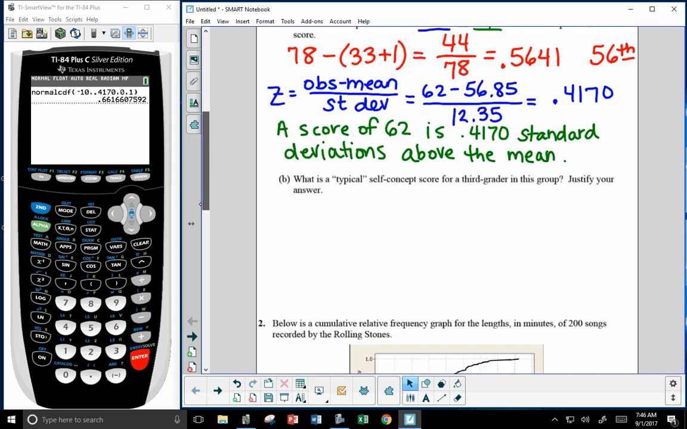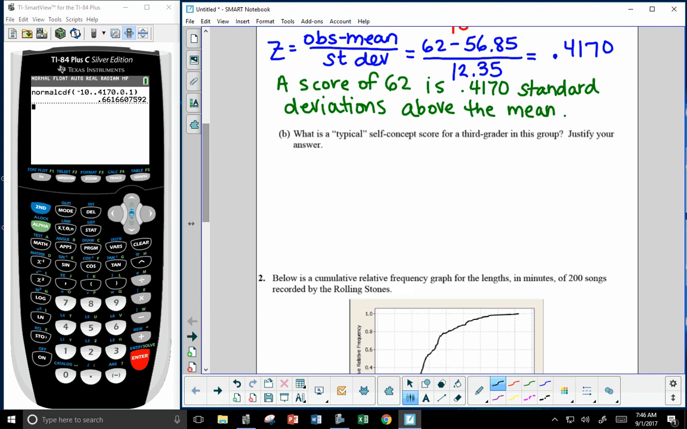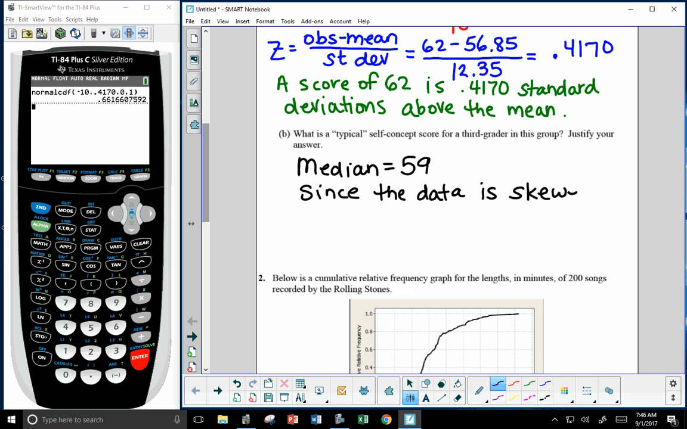equal to 59. Okay, and then my justification, what I would say is, since the data is skewed, and you can say left if you want to, so it's skewed to the left, but at least say it's skewed. The median is a better measure of center, which is our typical value.